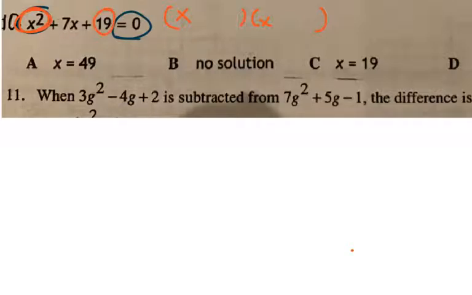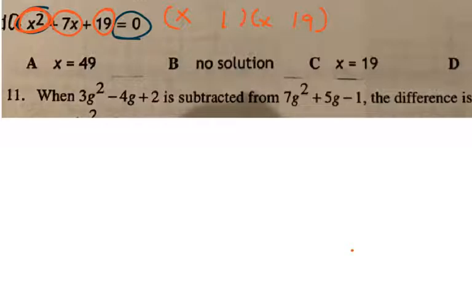Oh, 19 is a prime number. And if I do 1 times 19, there's no way I'm going to get a 7 out of that, right? So guess what, guys? I tried factoring, but it's not going to work. And so my only choice is to do the quadratic formula.